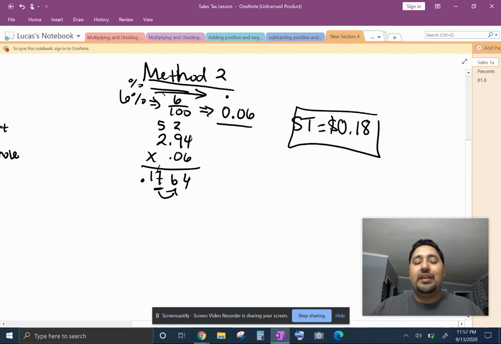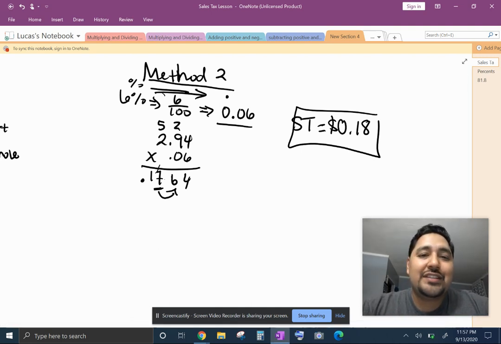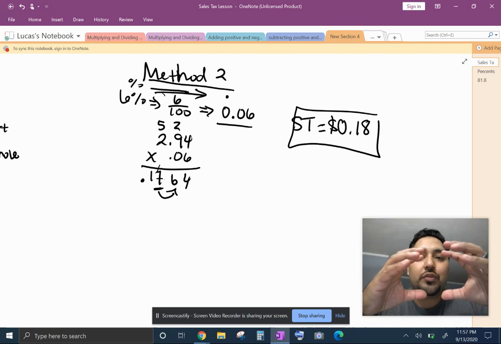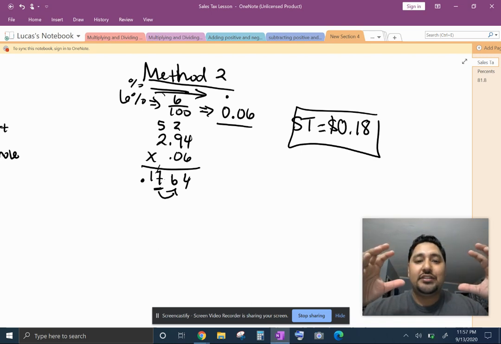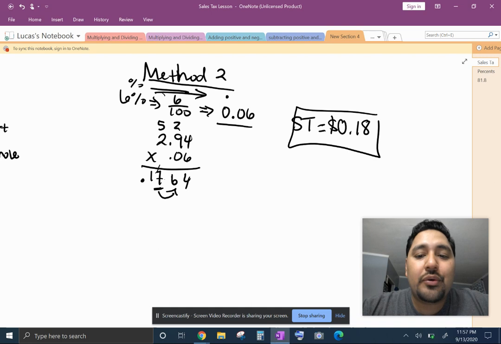So those are two methods in order to solve for sales tax. Remember, sales tax is a small portion of your subtotal, and they're going to add that on to the subtotal in order to figure out your total amount to be paid.